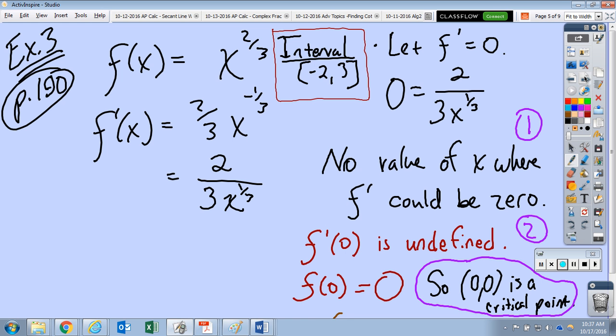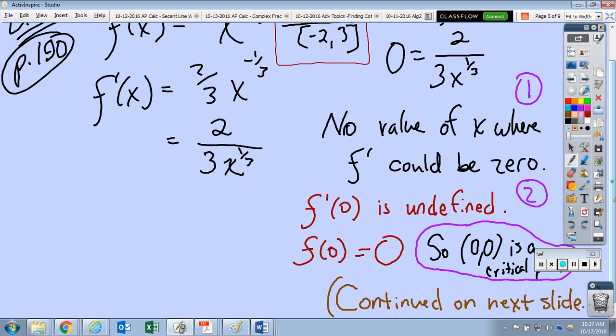Here we found 1 point for this, and then the endpoints. So there's a total of 3 things that we are checking. We have this point here, which is from where it was undefined, 0, 0. And then, continuing on the next slide, I go ahead and list the endpoint values.